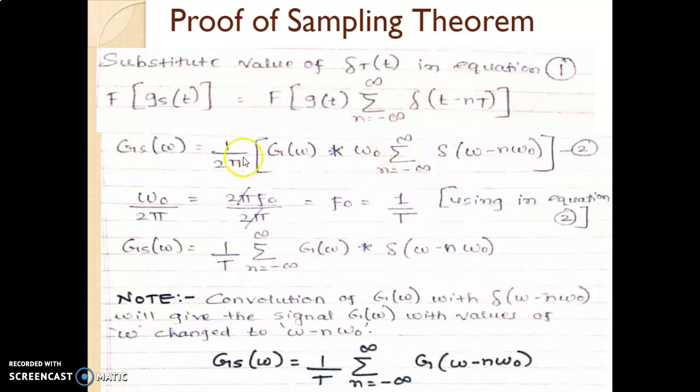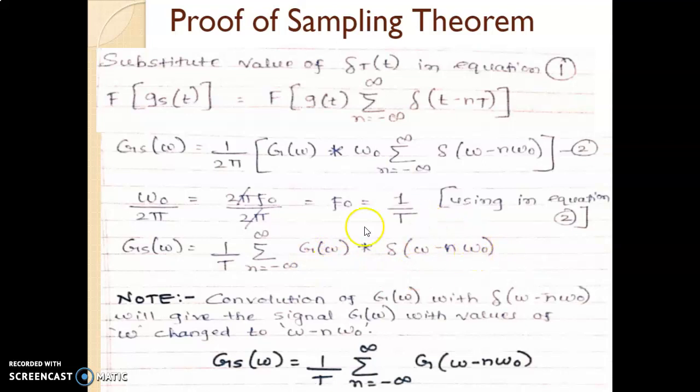Now if we take this omega 0 outside and substitute omega is equal to 2 pi f, what we get is omega 0 divided by 2 pi is equal to 2 pi f naught divided by 2 pi. So this 2 pi and 2 pi will get cancelled. F naught is equal to 1 by T, and we substitute this in equation number 2. So what we'll get is gs of omega is equal to 1 by T summation of n is equal to minus infinity to infinity g of omega convolved with delta of omega minus n omega 0. Convolution of g of omega with an impulse is nothing but shifting omega by omega minus n omega 0.